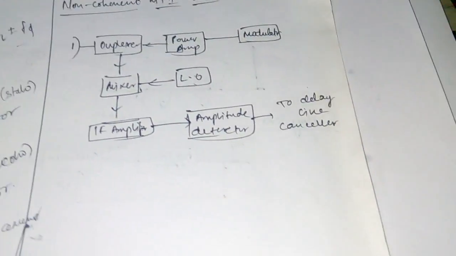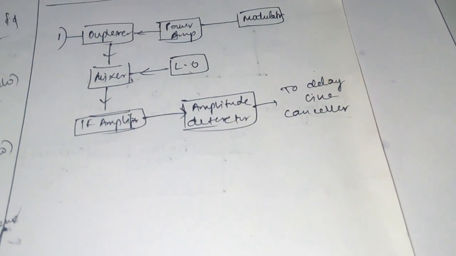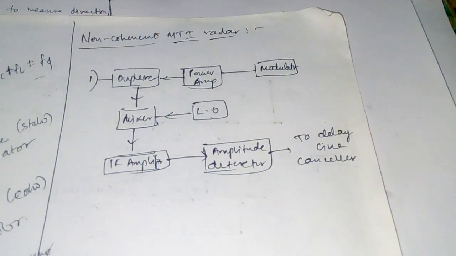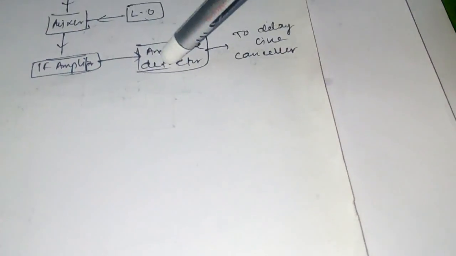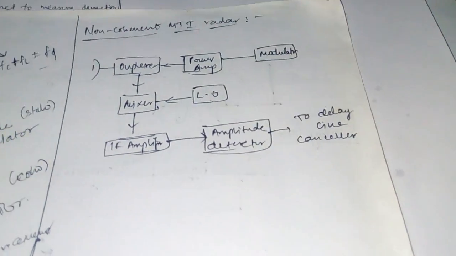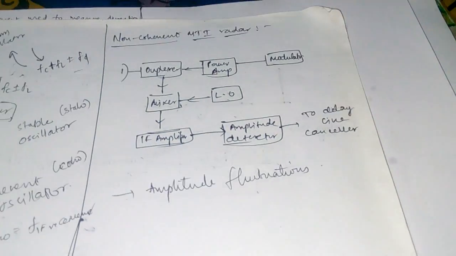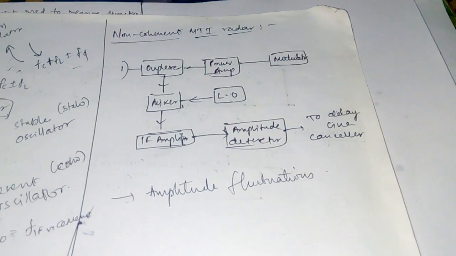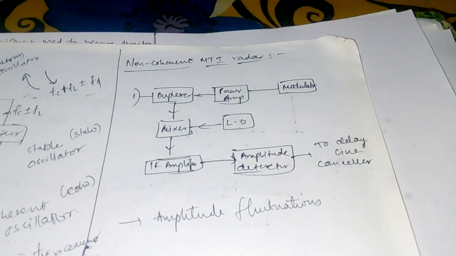Next comes the non-coherent MTI radar. Non-coherent MTI radar has the same duplexer, power amplifier, pulse modulator, mixer, local oscillator, IF amplifier, and amplifier to the delay canceller. Here it does not use phase detection, whereas the coherent one does. Here it uses amplitude fluctuations. Its principle is amplitude fluctuations. It compares both the transmitter and receiver amplitudes, from there it obtains the frequencies, and this is given to the delay line canceller.